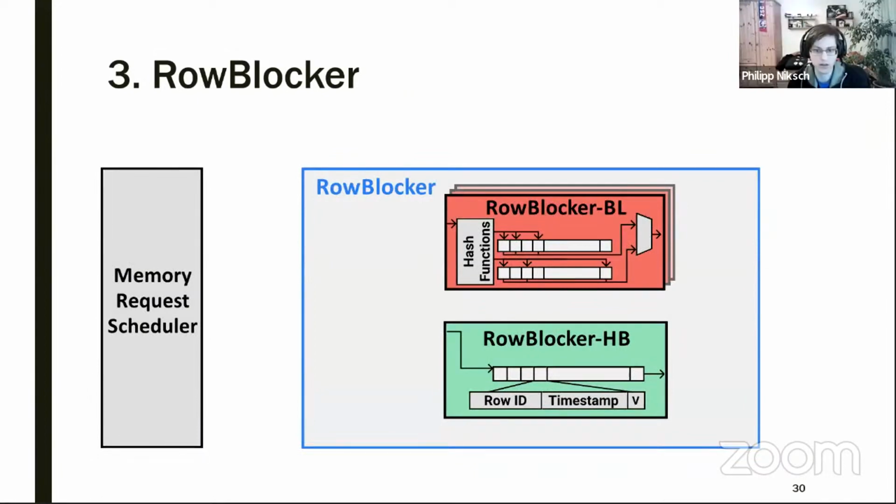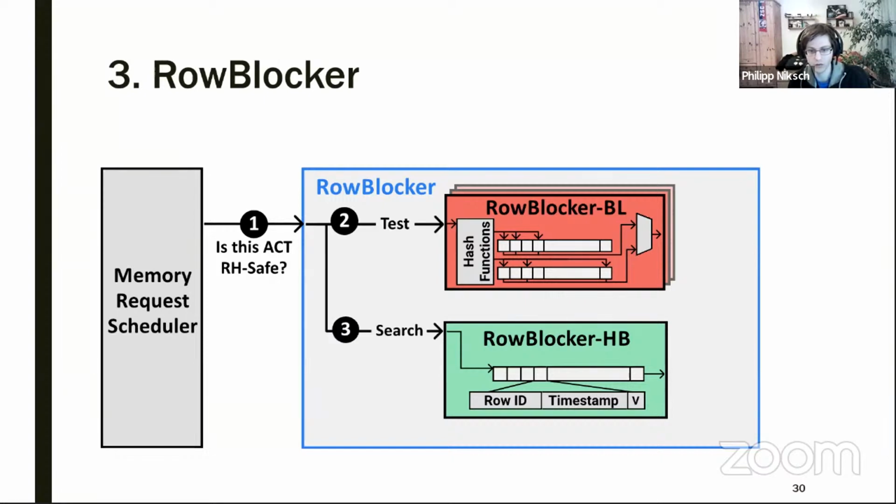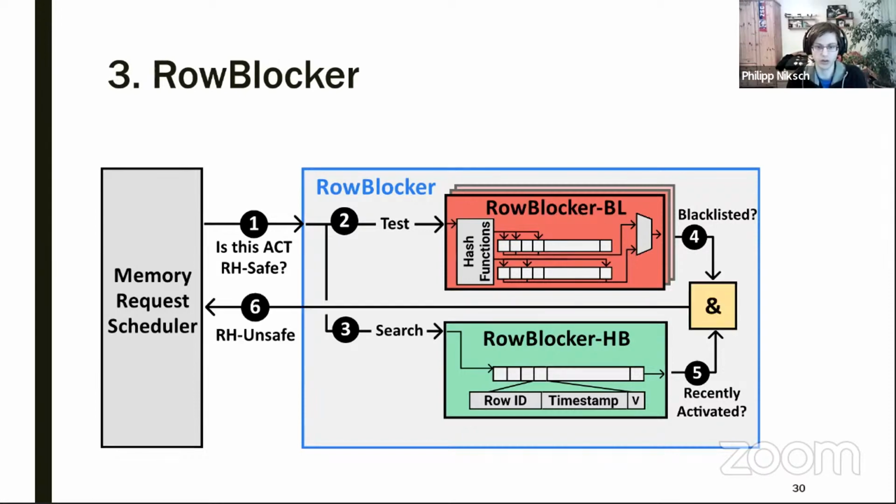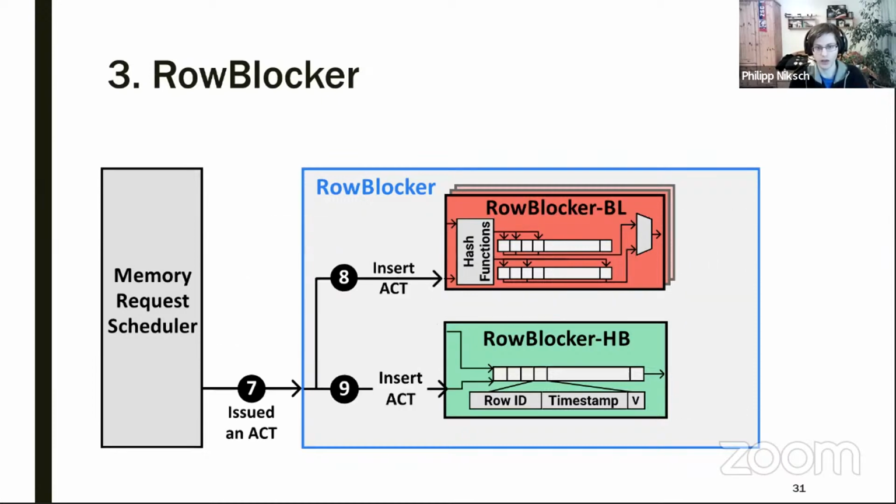Let's take another look at the high-level schematic. Before a memory access is performed, a query is sent to RowBlocker asking if the access is RowHammer safe. RowBlocker checks the blacklist and the history buffer at the same time. And only if it is both blacklisted and recently activated will the row activation be delayed. Every time a row activation is performed, both the blacklist and the history buffer will be updated.